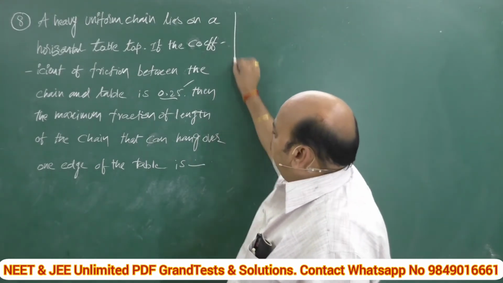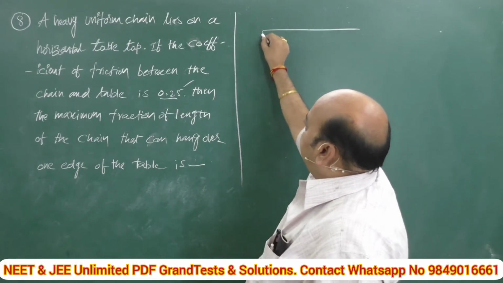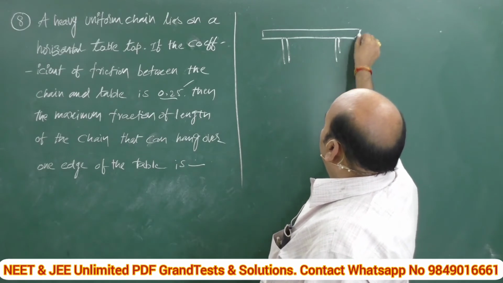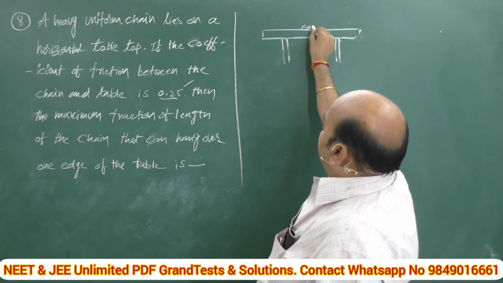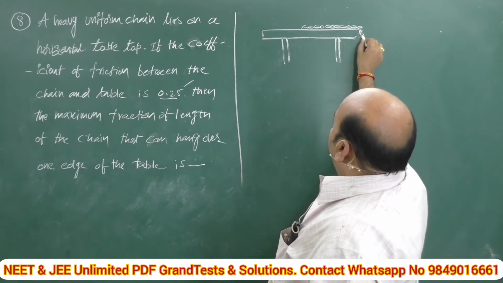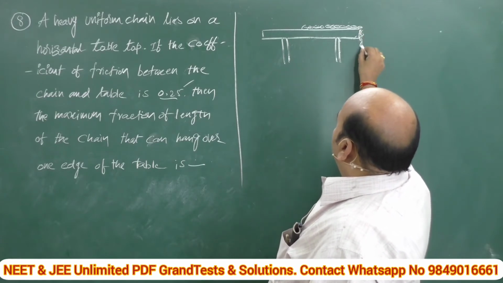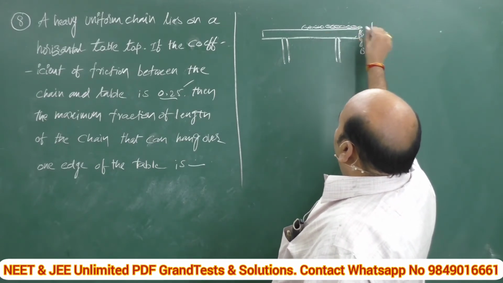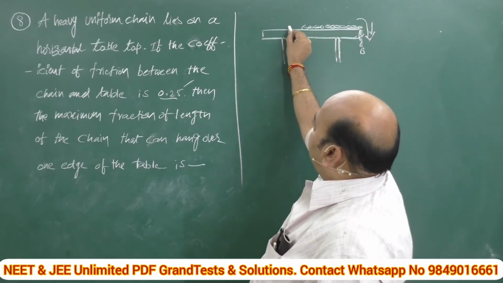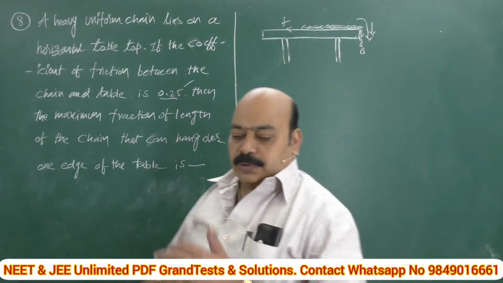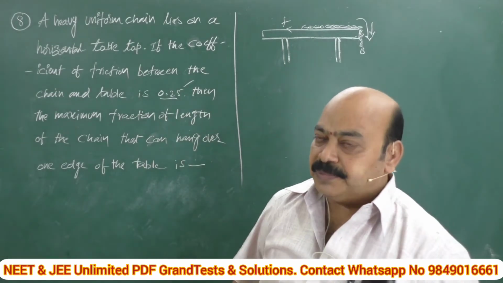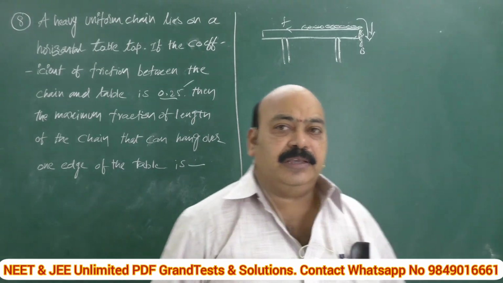I will try to visualize the problem. See, this is the table. On this table, a uniform chain is kept. The question is, what is the maximum part of the chain that can hang from this edge so that it does not fall down? When it tries to slide down, what happens? The frictional force comes into existence. So the pulling of the chain downwards is opposed by the frictional force between the table and the chain. We can establish a condition making use of this.